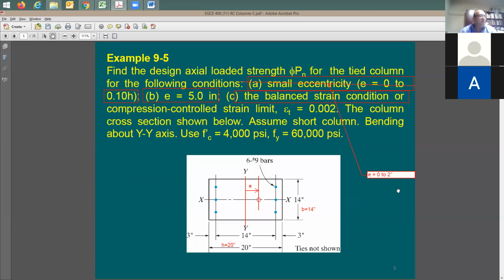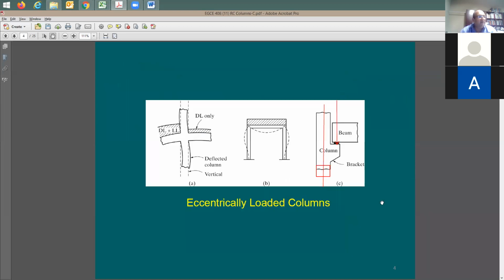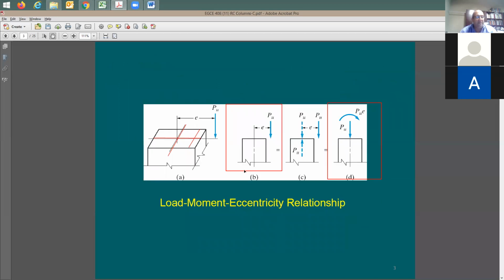Now, the second item, which is B, says here, solve this problem when e is going to be equal to 5 inches. So now I know the amount of this eccentricity, but I don't have the axial load and I don't have the moment. But all that I know is that the moment is going to be equal to axial load P multiplied by this e, the eccentricity, like what we are looking at here. Because this moment is going to be equal to P multiplied by e, the eccentricity.